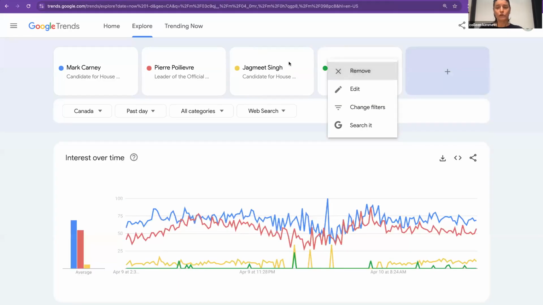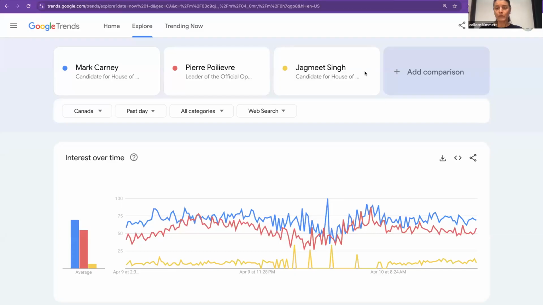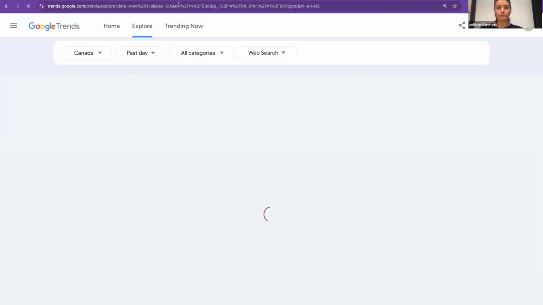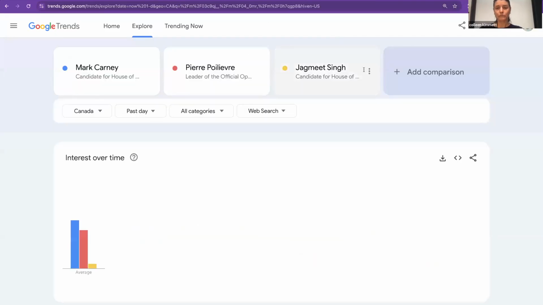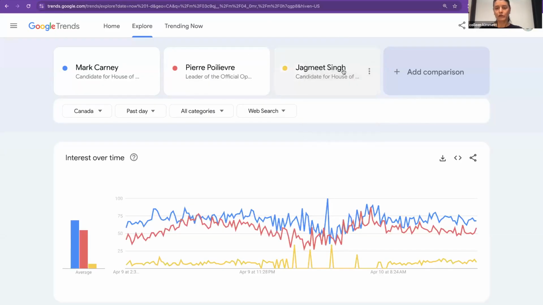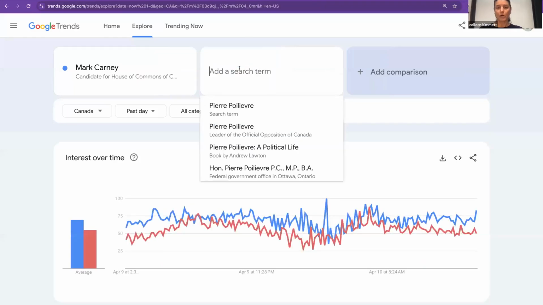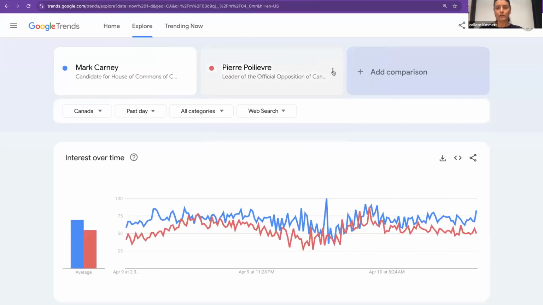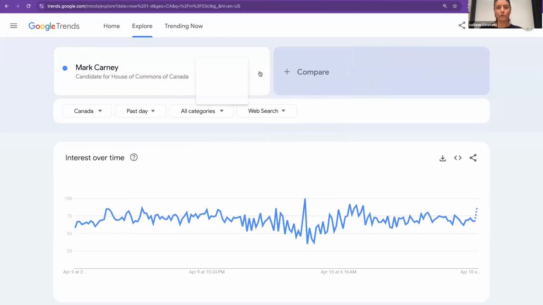To change your search topics or terms, sometimes I've noticed that if I, oh, we're getting a little freeze here. Sometimes I notice if I just delete them, they kind of pop back like this. So I go to the three dots and click remove.